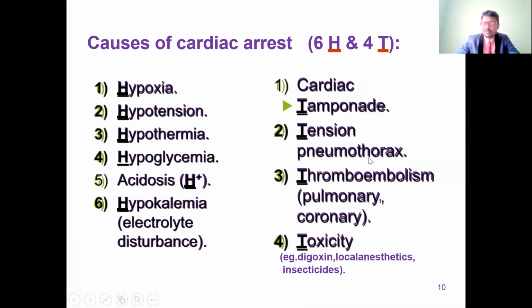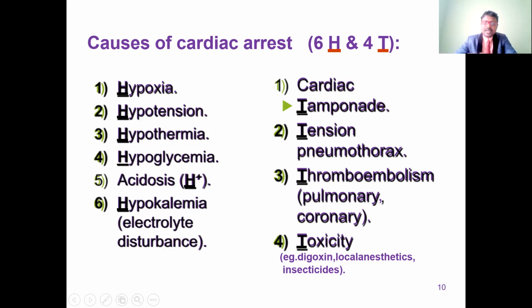And also in the tension pneumothorax. Pneumothorax means the accumulation of air in the lungs. If there is any air trapped inside the lungs, it is called pneumothorax. And the next condition is thromboembolism.